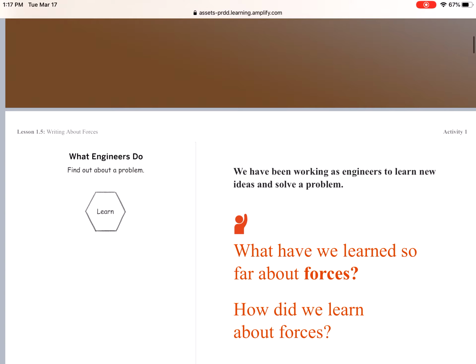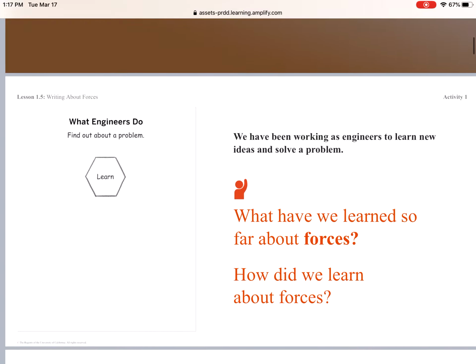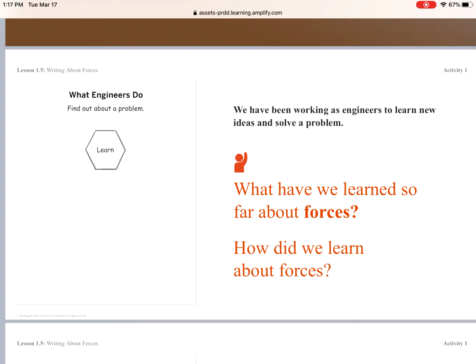So we have been working as engineers to learn new ideas and solve a problem. We learned so far about forces, so exert. How did we learn about forces?